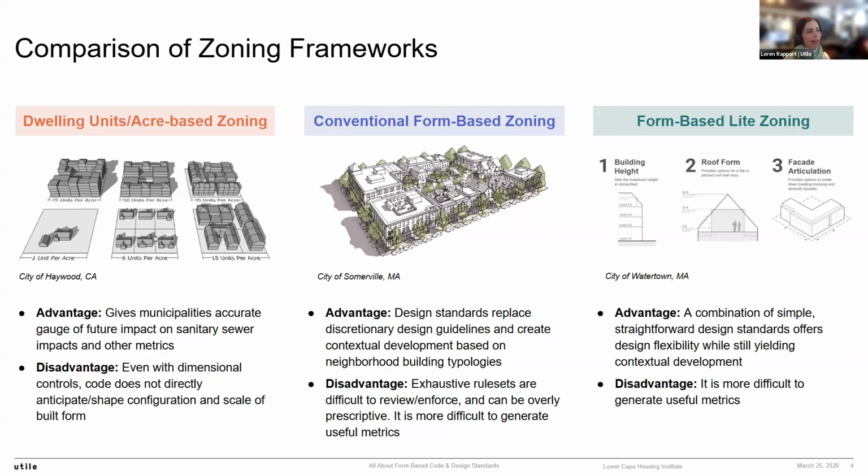And so we've distilled this down into a combination of more simpler rule sets. And so it's identifying the design standards that have the most direct outcomes on built form. And they're still very much rooted in a sense of place and derivative of a long series of community engagement so that they reflect community values. Like form-based zoning, however, it can be a little bit more difficult to generate useful metrics, but I should caution, not impossible. You can still do it.